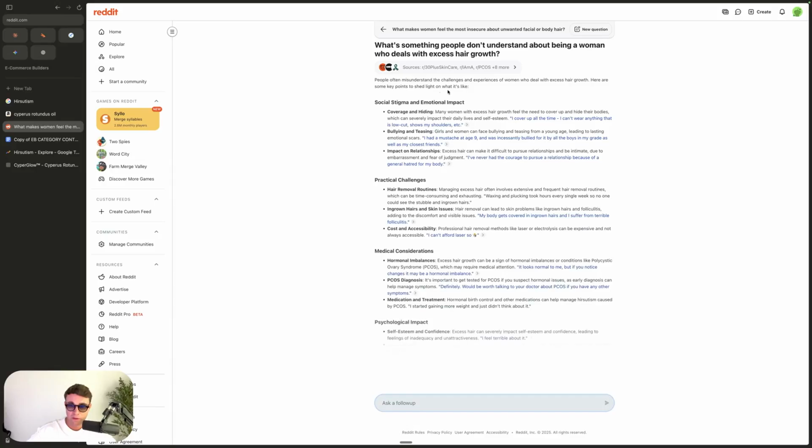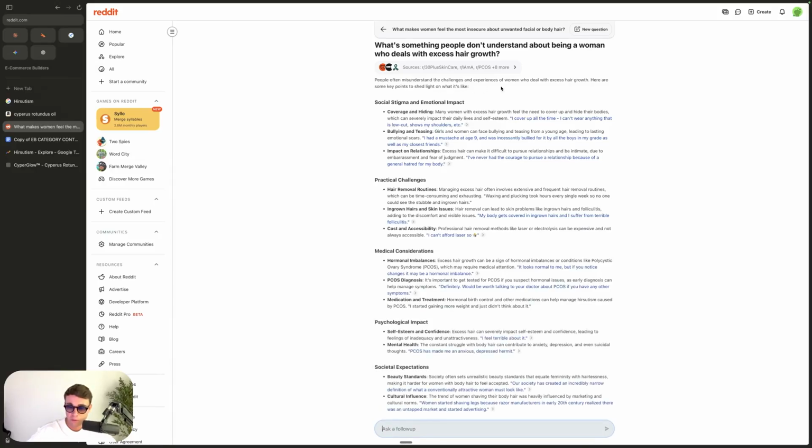People often misunderstand the challenges and experiences of women who deal with excessive hair growth. Here are some key points: social stigma and emotional impact. "I cover up all the time. I can't wear anything that is low cut, shows my shoulders," etc. Again, it's just including small lines like that within our scripts, which are going to resonate with them on the deepest level. The whole goal of this is that your potential customers should be watching your ads and thinking, okay, these guys actually get it. These guys actually understand. This ad feels like it's speaking directly to me. And that's how you have a high conversion rate, guys.